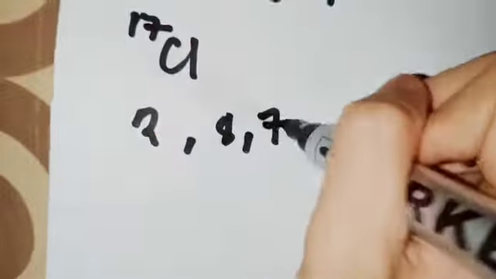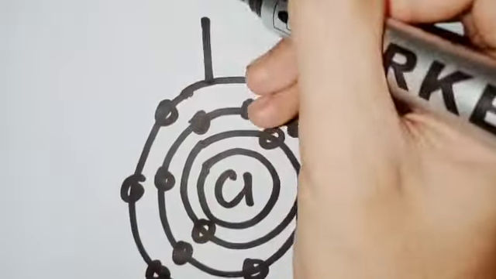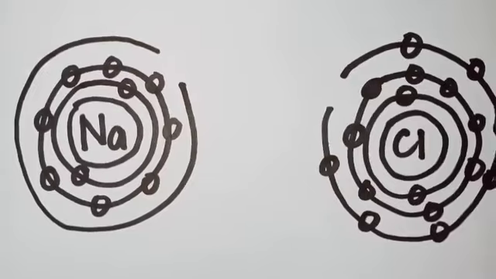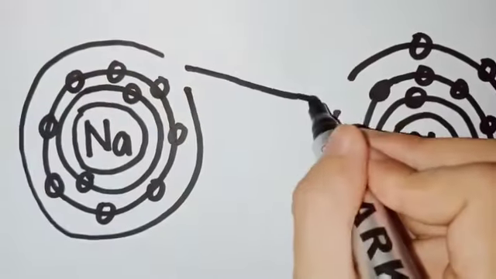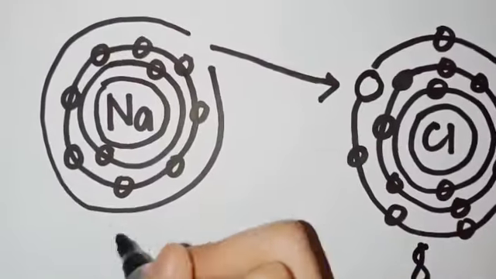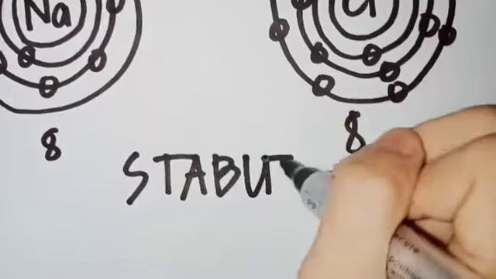Chlorine, with an atomic number of 17, has an electron configuration of 2, 8, 7, and needs just 1 more valence electron to become stable. So if sodium gives up its 1 valence electron to chlorine, both elements will have a full outer shell, thus they will become a stable compound. This means that by transferring 1 electron from sodium to chlorine, both become stable and unreactive as an ionic compound.